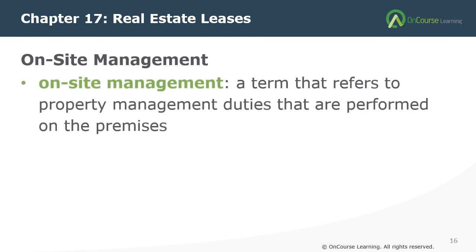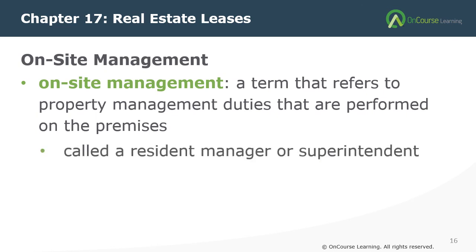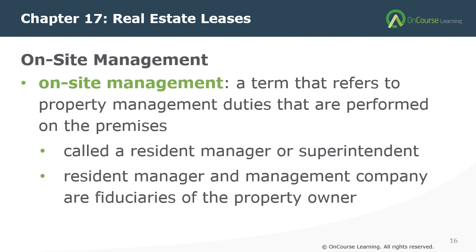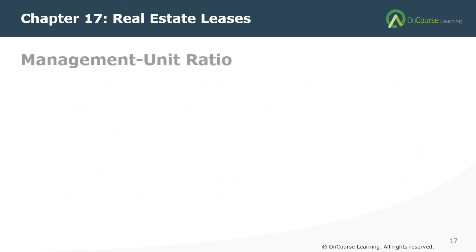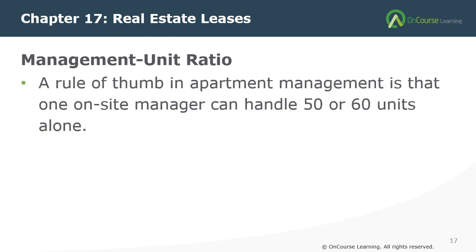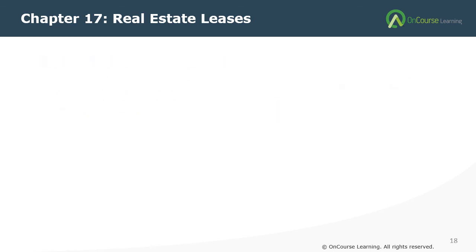On-site management is a term that refers to property management duties that are performed on the premises, usually by a resident manager or a superintendent. A resident manager and management company are fiduciaries of the owner. The general rule of thumb when it comes to residential rental property is that an apartment building that has an on-site manager can handle about 50 to 60 units alone.